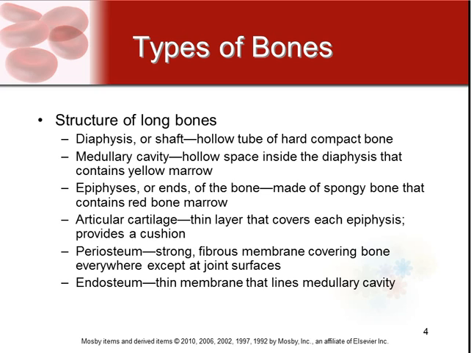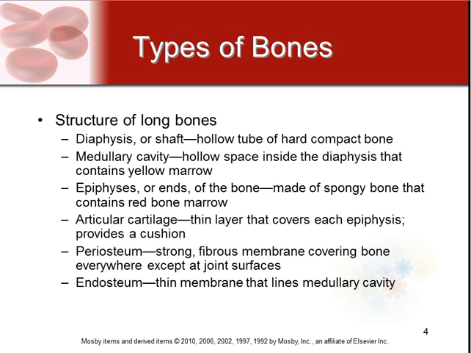And then you have your articular cartilage. That's a thin layer of cartilage that covers the ends of your epiphysis, and it provides a cushion where 2 bones are meeting so that they don't grind bone on bone, which can cause a lot of pain and damage to the other bone. It just acts like a cushion and lubricating surface.